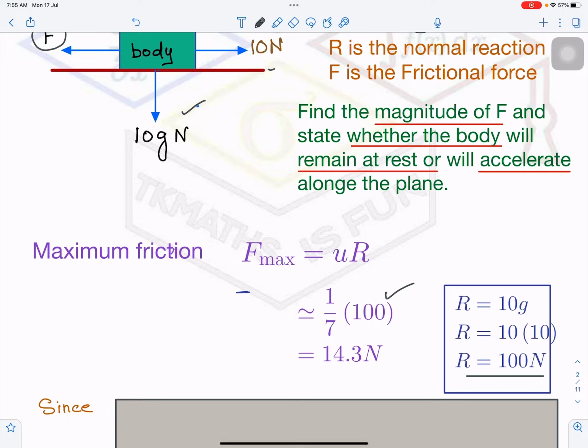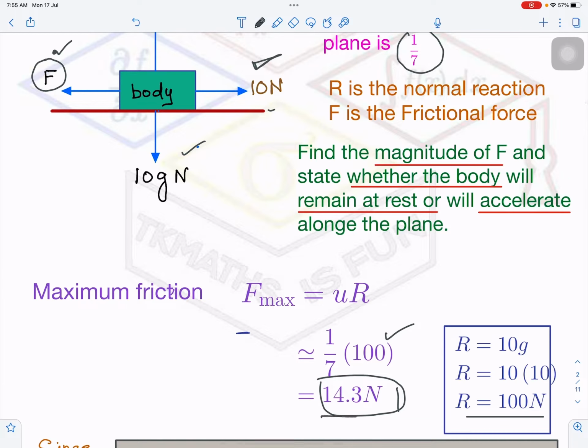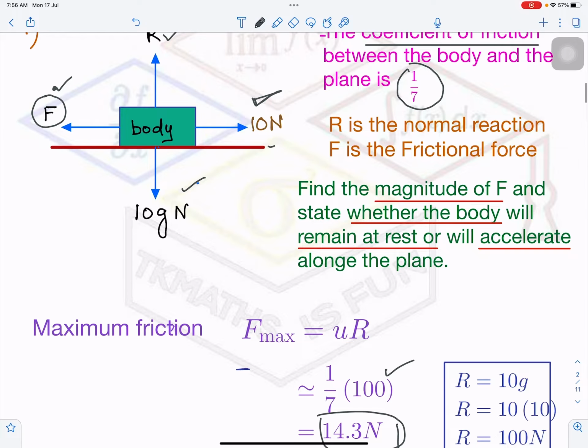So we have calculated that the maximum frictional force between the body and the plane is 14.3 Newton. But what is the force being applied here? 10 Newton only. It means the maximum frictional force is more, so the body will remain at rest. So what is the value or the magnitude of F in this case? Do you think the magnitude of F will be 14.3, which is the maximum frictional force? No, it will not be. Rather, it will be 10 in this case.